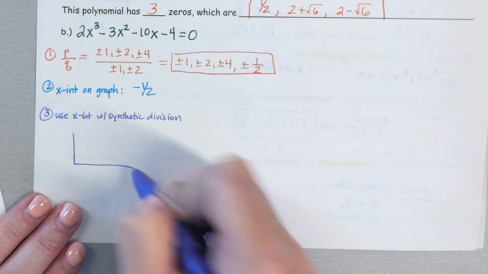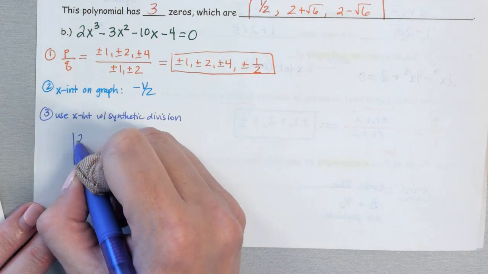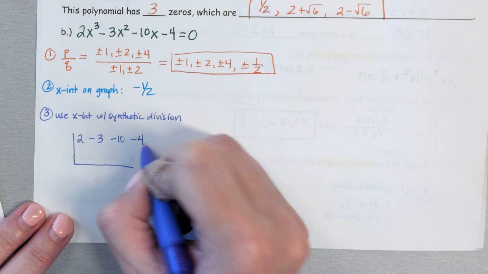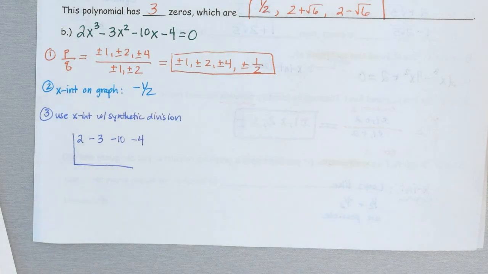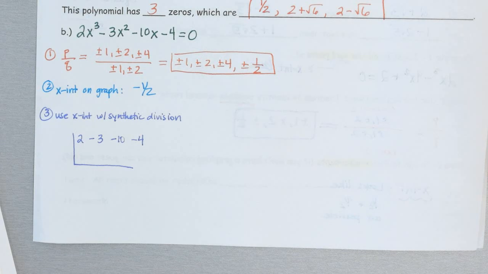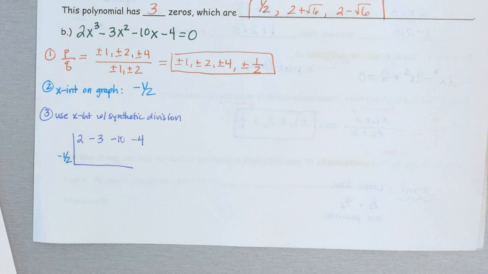And then we're going to verify this with synthetic division still. So my coefficients would be 2, negative 3, negative 10, negative 4. Don't forget the negatives. You won't be able to find if it's a 0 or not if you don't include the correct signs. So I have negative 1/2 that I'm testing.